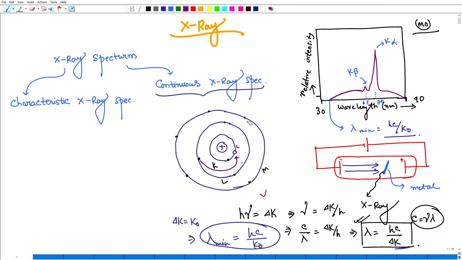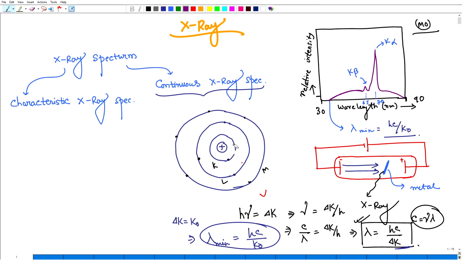That ΔE is the energy gap between those energy levels, from the excited level to the ground level, and a photon of the corresponding wavelength will be released. That's the reason behind the characteristic X-ray spectrum. So you can argue that there will be different types of orbits. It can be K, L, M, N, O, lots of orbits are there.